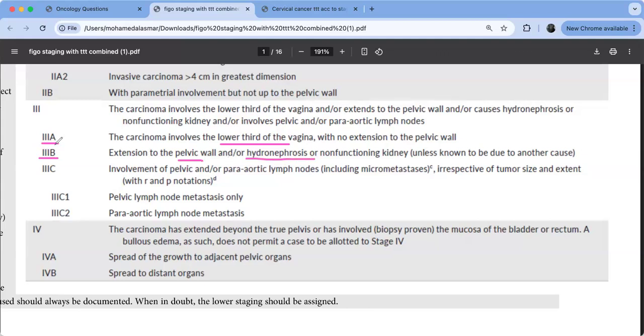Which stage do they like again? They like 3B in the exam. Hydronephrosis or non-functioning kidney, but not actual spread to the kidney, okay? In 3C, there is involvement of pelvic and para-aortic lymph nodes. C1 is pelvic lymph node metastasis. C2 is para-aortic lymph node metastasis.